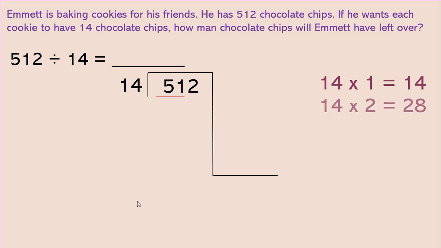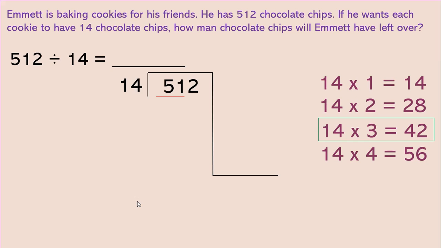14 times 1 is 14. 14 times 2 is 28. 14 times 3 is 42. And 14 times 4 is 56. Ooh, 56 is just a little too much. So we're going to be focusing on 14 times 3.